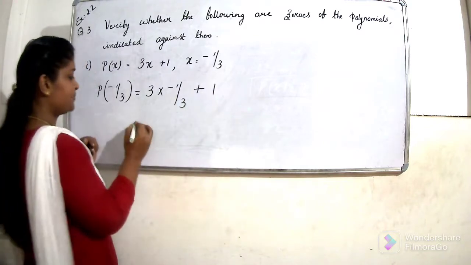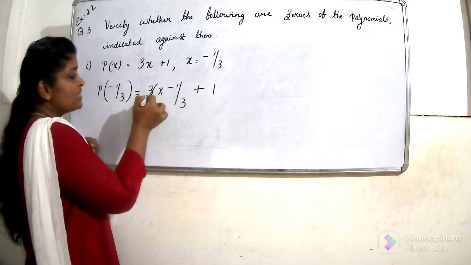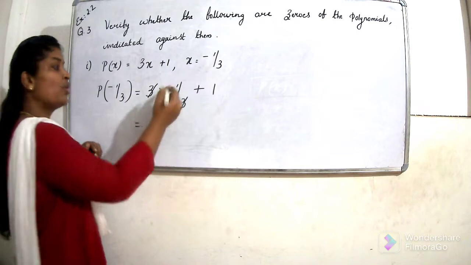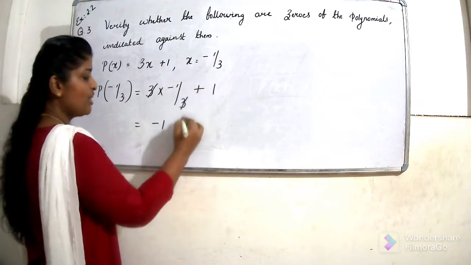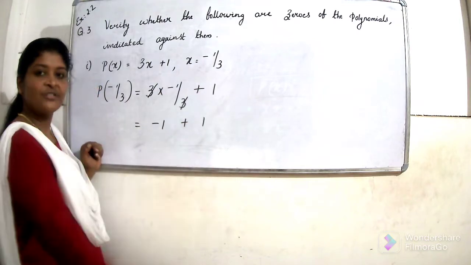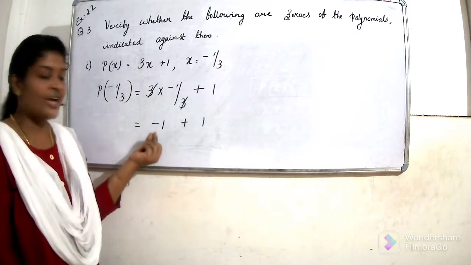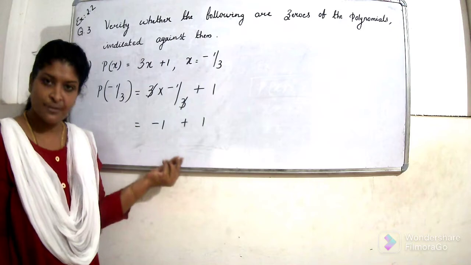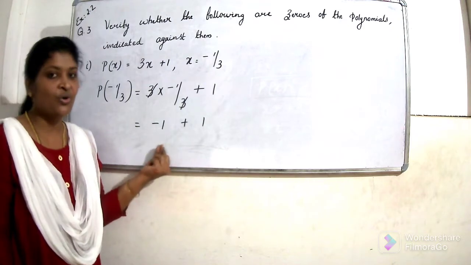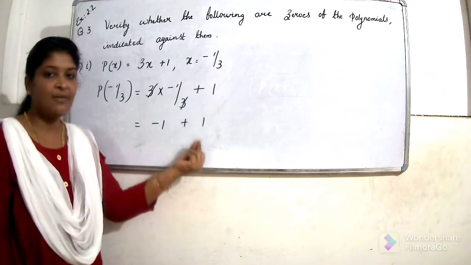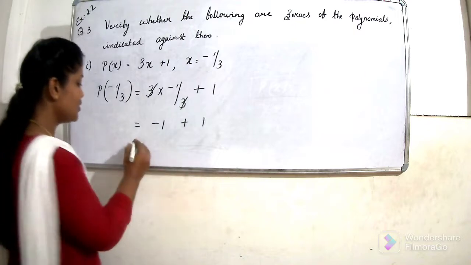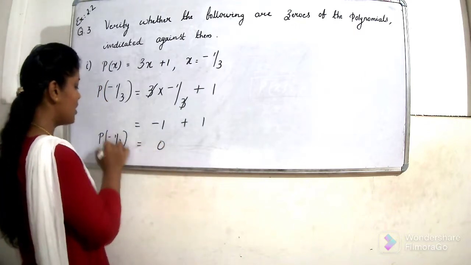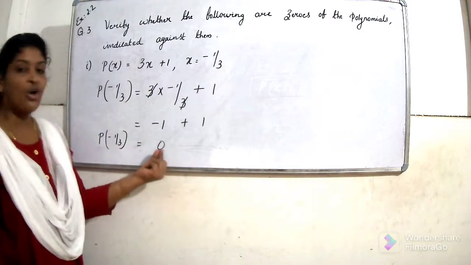Now calculation. We know this 3 and the 3 in the denominator will cancel out. Now what is the balance? Negative 1 plus 1. Now what is its answer? We know when the numbers are the same but the signs are different, we have to subtract, and the answer is what? 0. Negative 1 and plus 1, the answer is 0. So here when we substituted the value negative 1 by 3, we got 0.